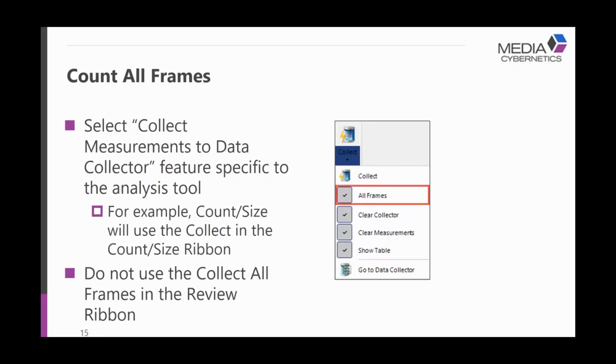One important thing to note, since we added data collector, the right title is "collect measurements to data collector." Use the one that's specific for the analysis tool. Don't use the data collector in the review tab or the review ribbon. Use the one that's specific, and that's what this means. We're going to use count size today, so we'll use that collect.